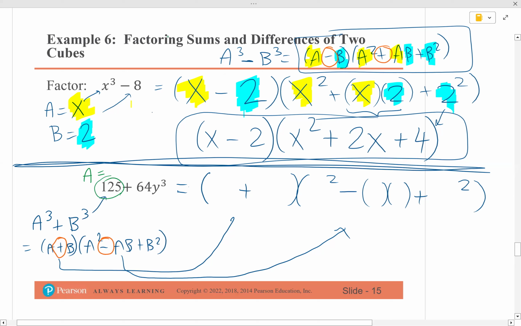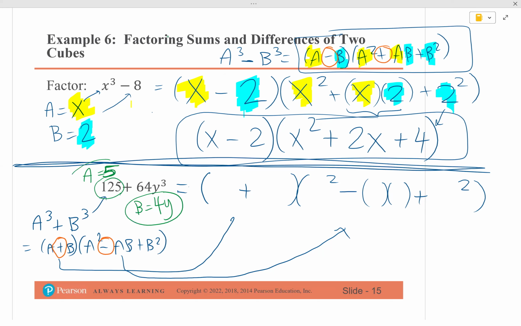125 is what to the third power? I think it's 5. 5 times 5 times 5 is 125. And then B is what you're raising to the third power to give you 64y to the third. It's definitely something y. At first I want to say 8 because 8 squared is 64, but I don't want to know what raised to the second power is 64. I want to know what raised to the third power is 64. That's the guy. 4 to the third power is 64.